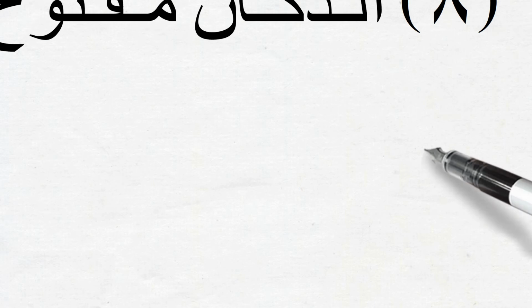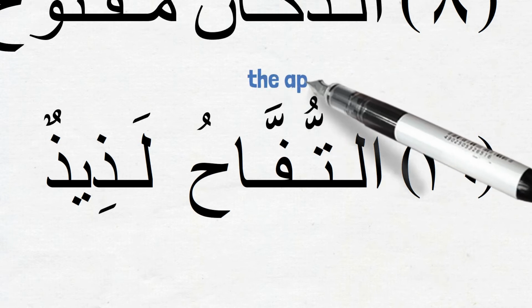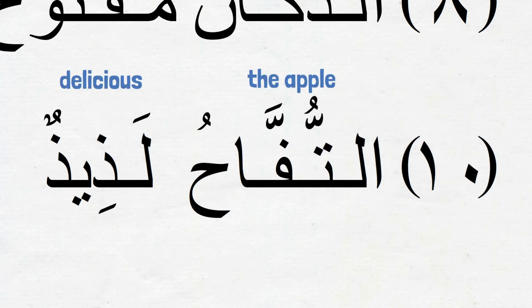The number 10. At-tufahu ladhidun. At-tufahu is the apple. Ladhidun is delicious. So the apple is delicious. Can you identify the khabar here? Ladhidun, right? And is it nakira or ma'rifah? Nakira, indefinite. And at-tufahu is mubtada and it is coming as ma'rifah.